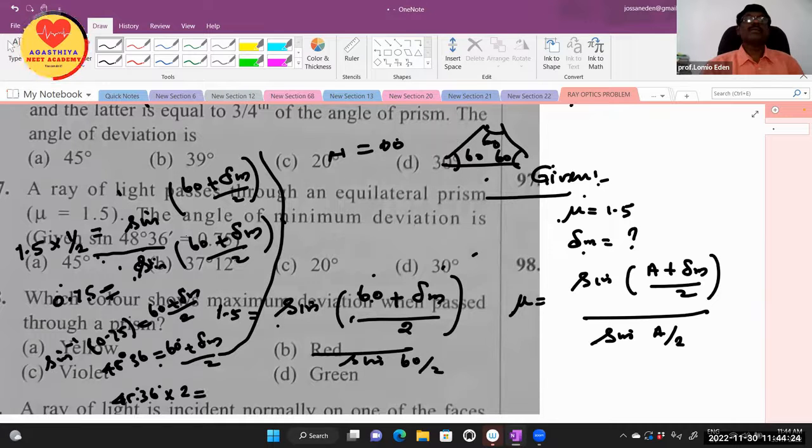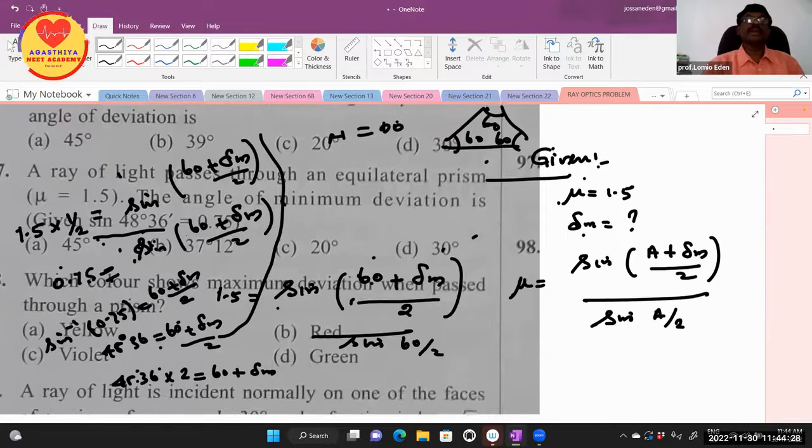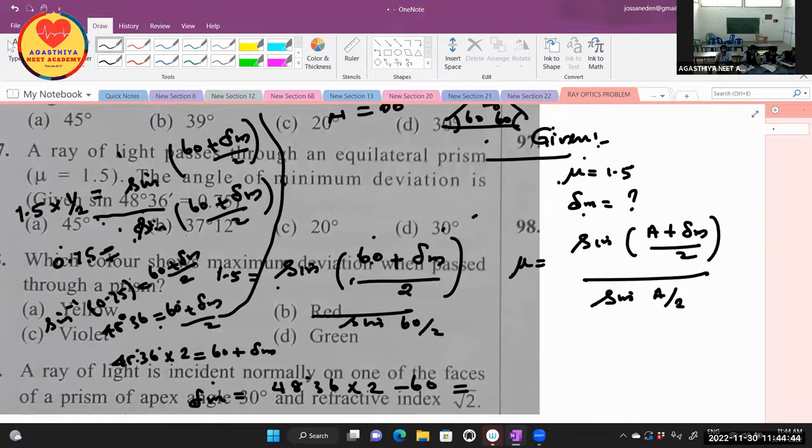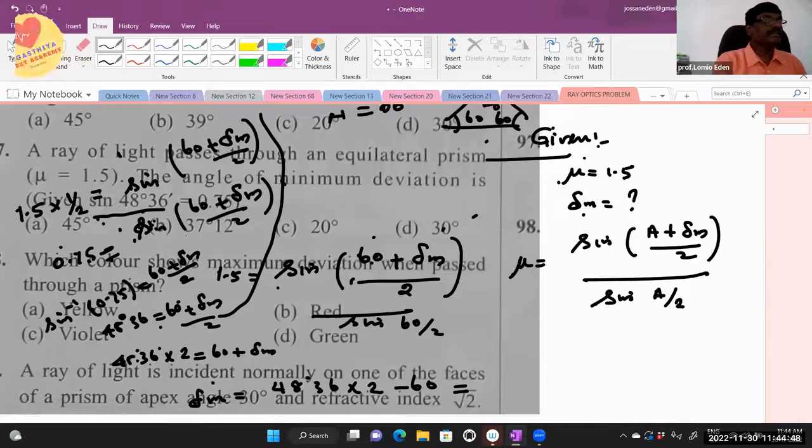Into 2, minus 60. Therefore, minimum deviation is 48 degree 36 minute into 2 minus 60. Understand? Tell me the answer, please.